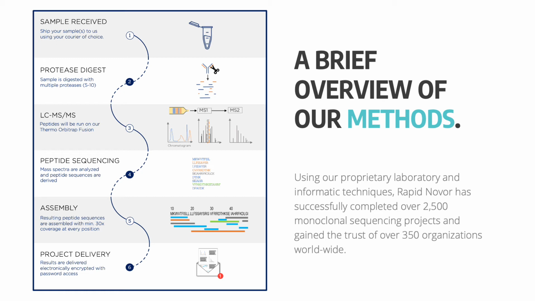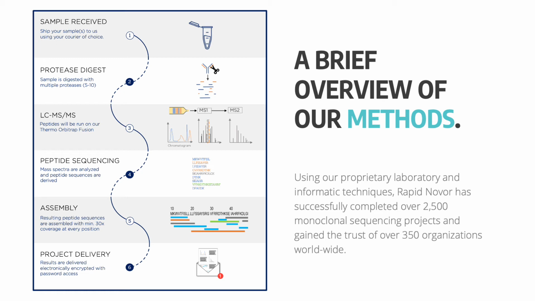We've spent years optimizing our digests so that we can get some short peptides and some very, very long peptides to ensure incredibly deep coverage at every single amino acid position. We guarantee a minimum of 5 times coverage, but regularly see 30 times to even 100 times coverage at every single amino acid position.